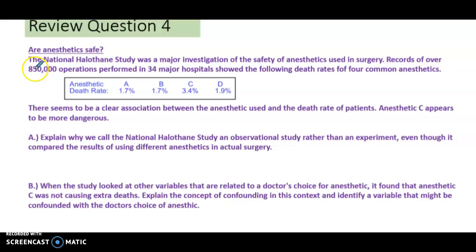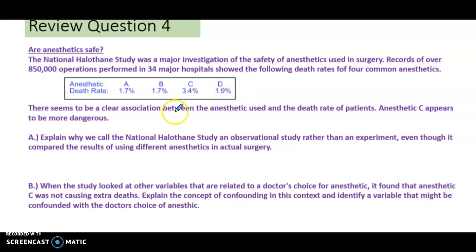All right, now let's take a look at this next question. This is going to be going over reviewing experimental data and observational data. The National Halothane Study was a major investigation of the safety of anesthetics. Records of over 850,000 operations performed in 34 major hospitals showed the following death rates for 4 common anesthetics. So here's our death rate for anesthetic 1, 2, 3, and 4.